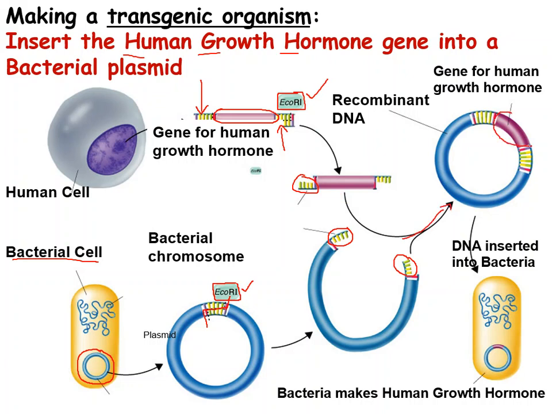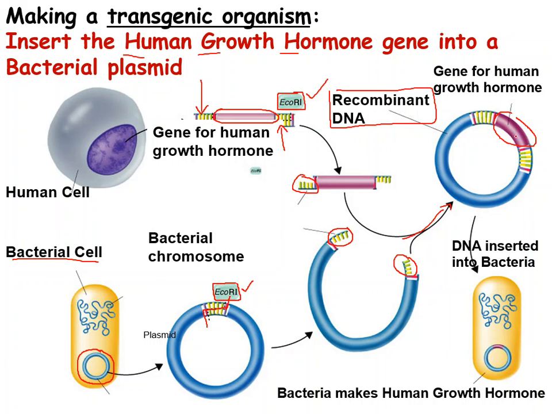The human gene is now inserted into your plasmid, and we have made a transgenic piece of DNA. So this is technically called recombinant. Recombinant, we've recombined the DNA. So we have a bacterial circular plasmid, which is a circular chromosome, with a human gene in the middle of it.